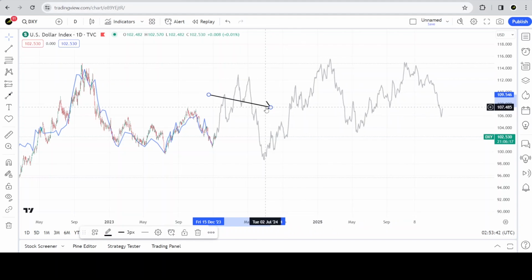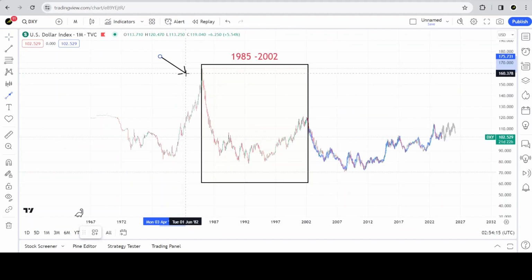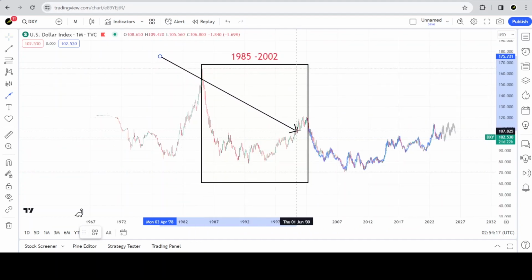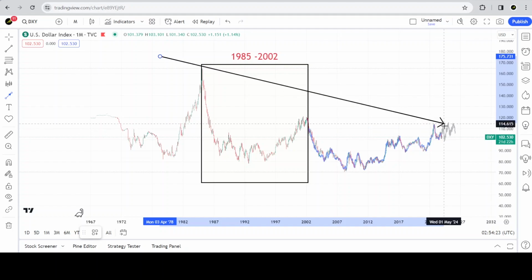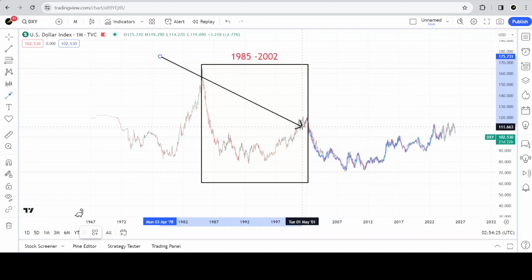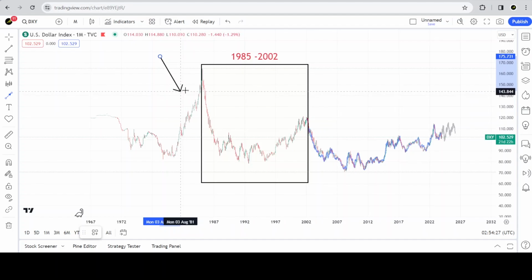Let's zoom out and examine the bigger picture. Here we are on a month candle. This is the peak that I have over here. Honestly, I don't know how high this will go. It could go higher. It could go this high. It could go lower. We'll have to see how that plays out. The other option is it could do something like this.